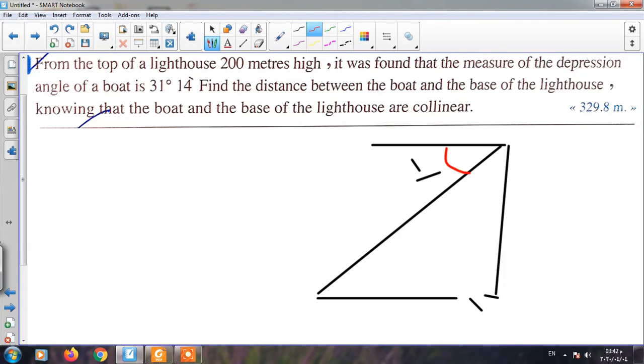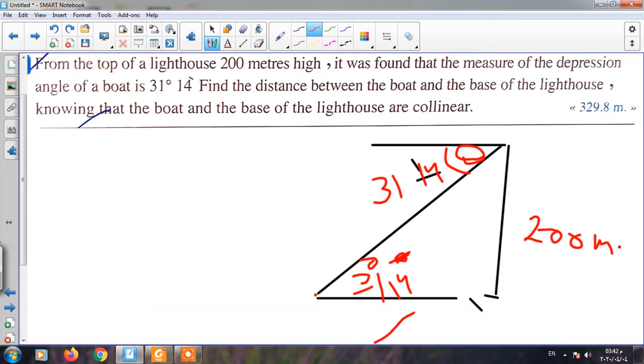This angle is our theta, which is 31, 14. That means this angle is also going to be 31, 14, because the angle must be inside the triangle. And the height of the lighthouse is 200 meters. Find the distance between the boat and the base of the lighthouse. So he asked to find this part. So we have the angle and the opposite, and asked to find the adjacent.